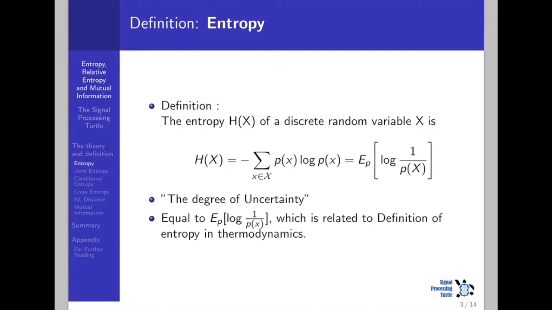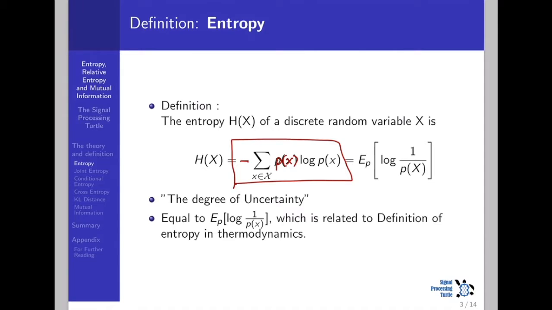So let me first introduce the concept of entropy. The entropy is calculated by this formula here, which is the summation of minus p(x) multiplied by log p(x). We can write this down with expectation, which is the expectation with respect to p of log 1 over p(x). This concept of entropy is often regarded as the degree of uncertainty.